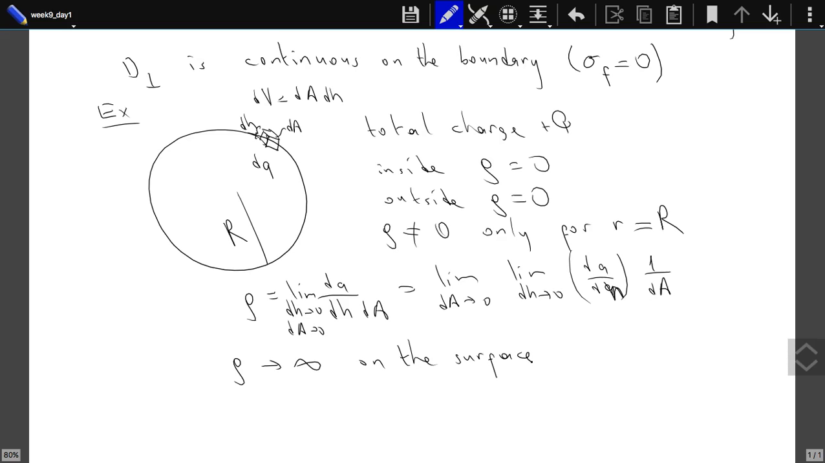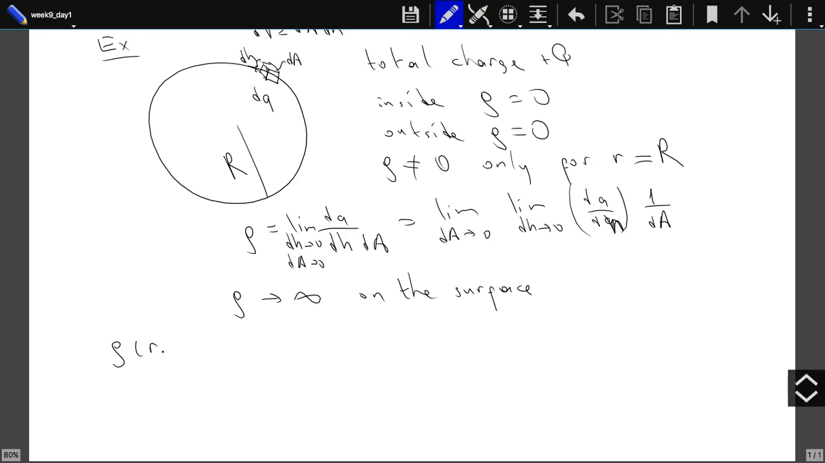So this is my function that is 0 almost everywhere. It diverges on the surface, and it should be independent of theta and phi. Well, I already have a candidate for this. This is equal to Dirac delta r minus R. And let's say I will multiply it by, in general, some function of theta and phi. But I know that the charge density doesn't depend on theta and phi.